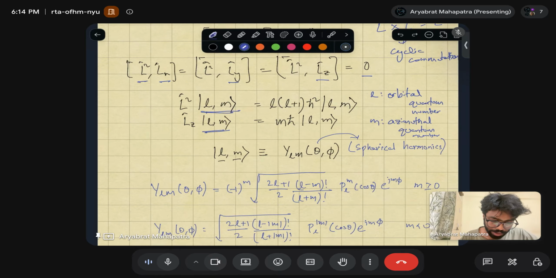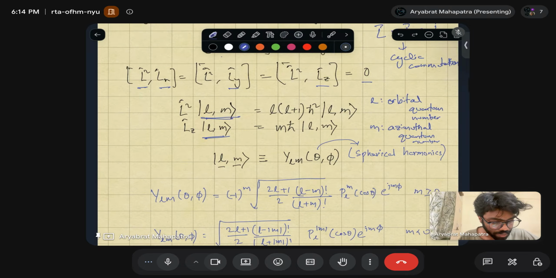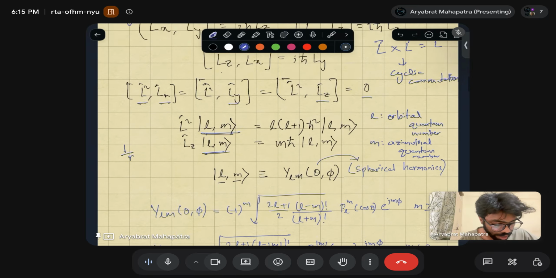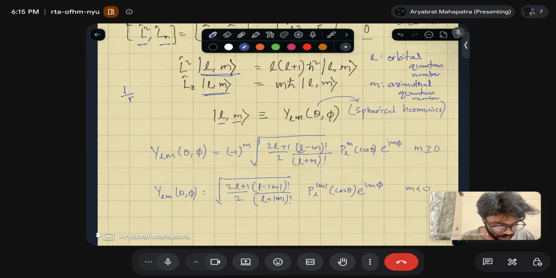If you have seen the hydrogen atom system, the potential is of the form 1 over r. So this is a Coulombic type potential. If you consider any quantum system like the hydrogen atom, you have a spherical symmetry. For spherical symmetric systems, you will find that they have some special type of eigenfunctions which are known as the spherical harmonics.